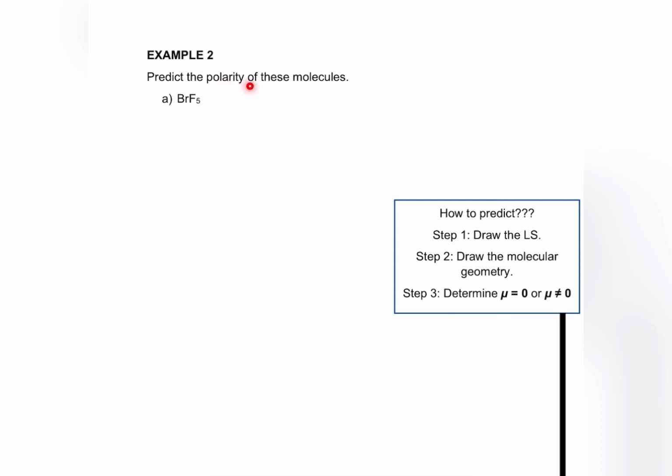You have to predict the polarity of this molecule, and you got BrF5 in this case. So konsep yang sama, draw the Lewis structure first. So I'm going to start with calculation of total valence electrons. So for Br is 7 valence electrons, and then fluorine you got 5 of them, 5 times 7 valence electrons, awak akan dapat 35 electrons. The total will be 42 valence electrons.